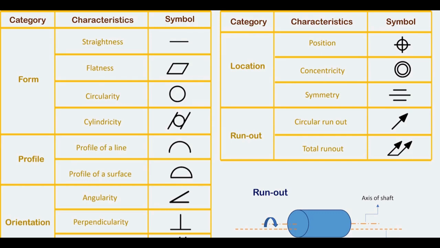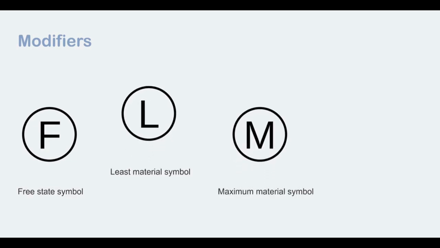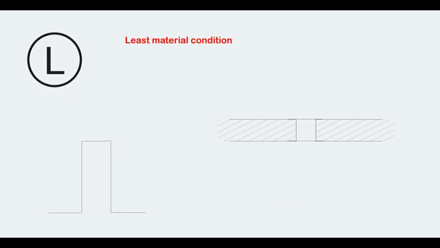Some other common symbols used in a tolerance frame to specify a feature's description, tolerance, modifier, and datum references are the free state symbol, least material symbol, maximum material symbol, and projected tolerance zone symbol. These symbols specify some conditions which would be necessary in the making of the workpiece.